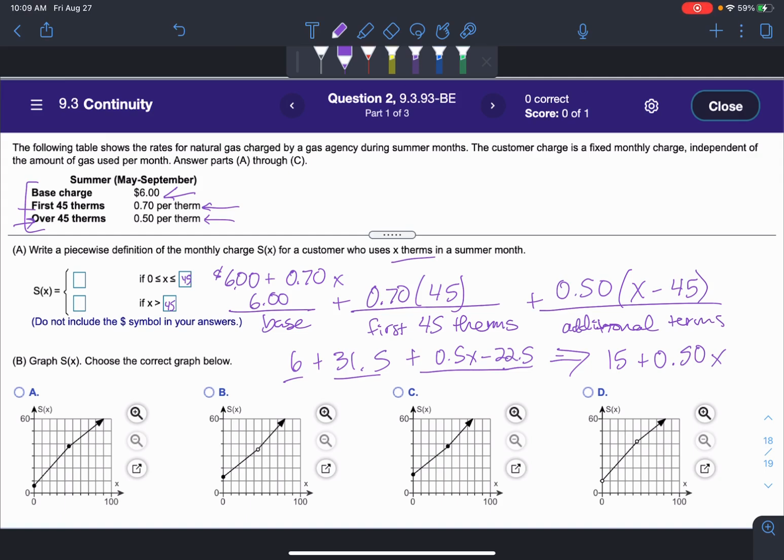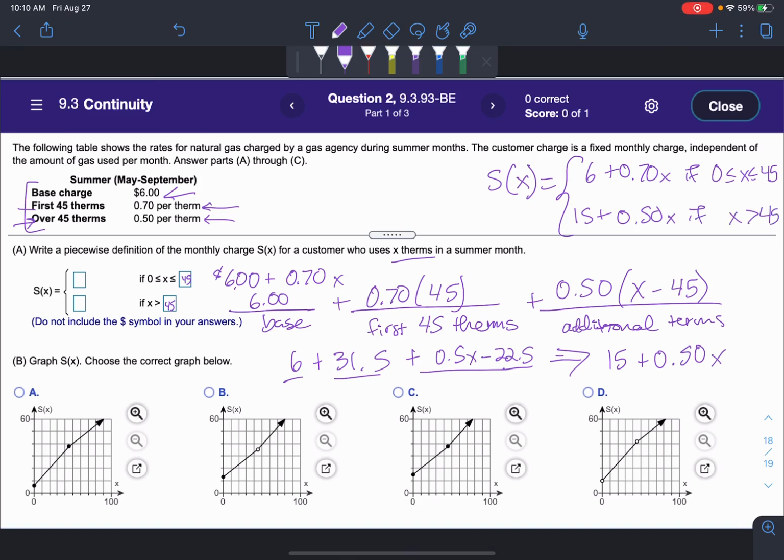And so writing it as your piecewise function, I have 6 plus 0.70x if x is between 0 and 45, right, inclusive. And then my second piece is 15 plus 0.50x if x is greater than 45. All right, so now we want to graph f of, or s of x.